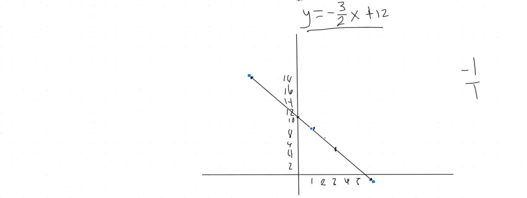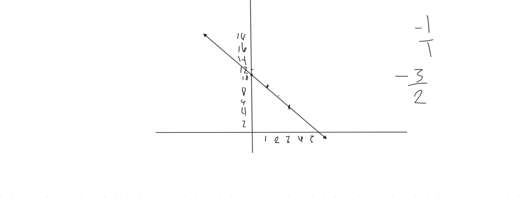I'm going to draw it. It would be something like this. Okay. Now I'm going to do the second one. The y-intercept is 12. So that's my first point right there in 12. And then my slope is negative 3 halves. That means that I'm going down 3 and advancing 2. So I go down 3, 2, 3, and advance 2.